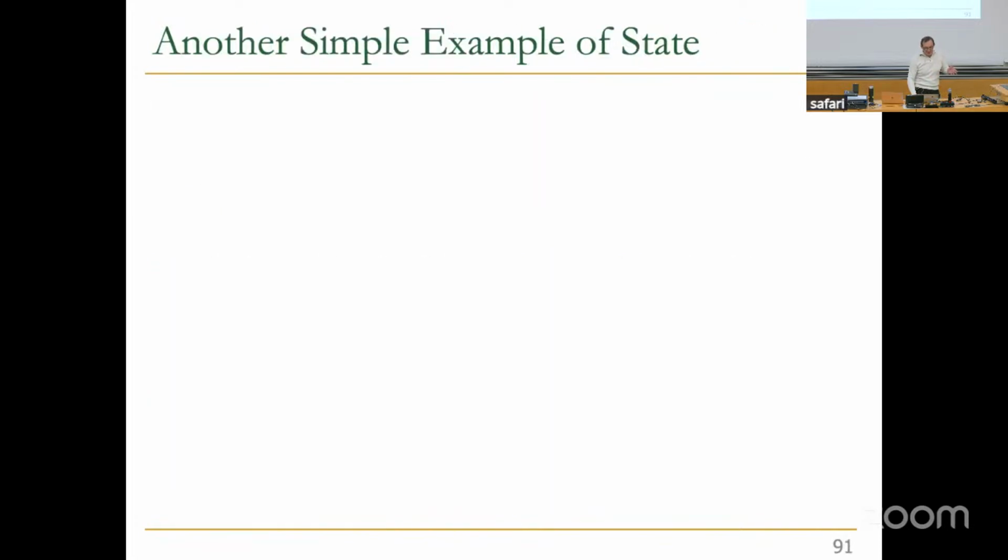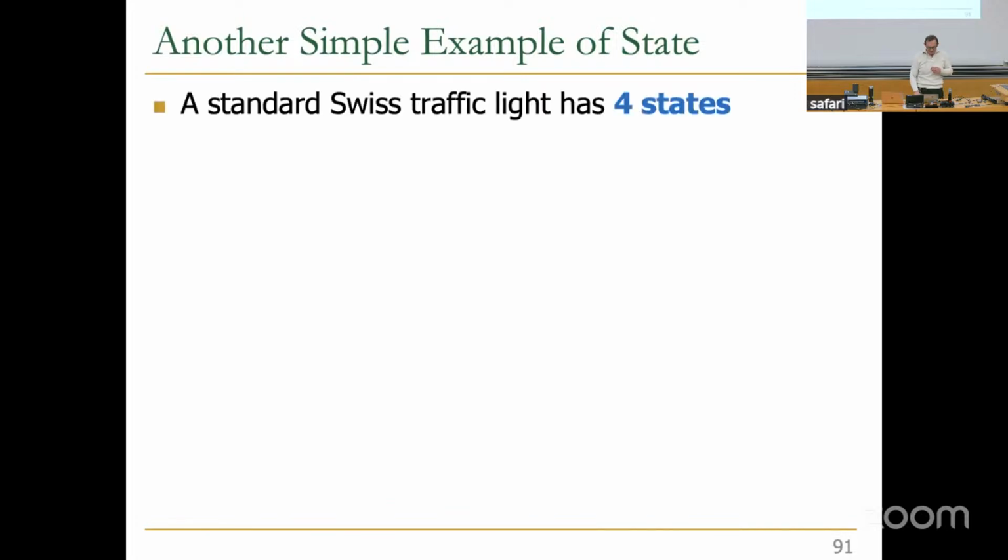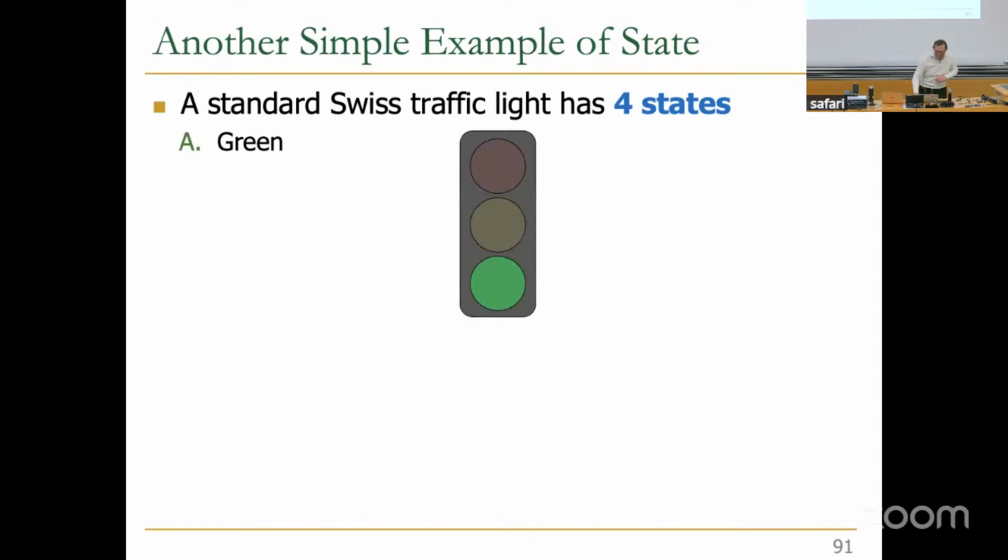Okay, let's take a look at another simple example of state. How many of you drive cars? Okay, how many of you have seen a traffic light? Probably that's a superset of people who drive cars, right? Hopefully. Well, I don't know actually. But basically, a standard Swiss traffic light has 4 states. I say Swiss traffic light because this is not the same everywhere in the world. There are different conventions. You may have figured out in the wrong way or in a bad way potentially. Because this is a safety critical system.